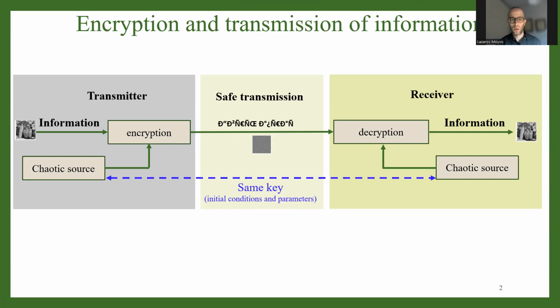This means that I have a chaotic source at the transmitter. I'm using it to encrypt some sort of plain text information, like an image, then safely transmit the encrypted information through a public channel, and back at the receiver end, I'm using the exact same chaotic source, using the exact same key values in order to reverse the encryption process and obtain the original information signal back.